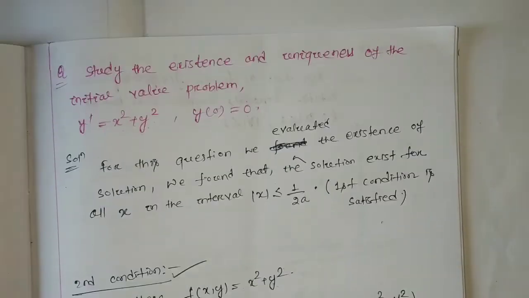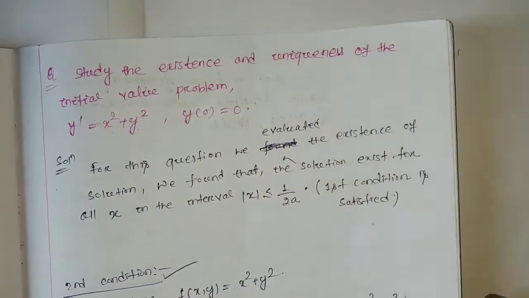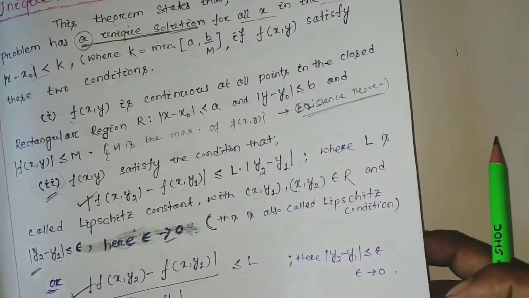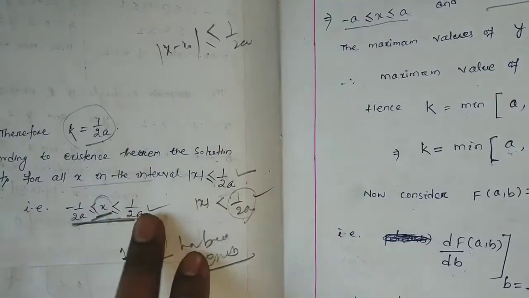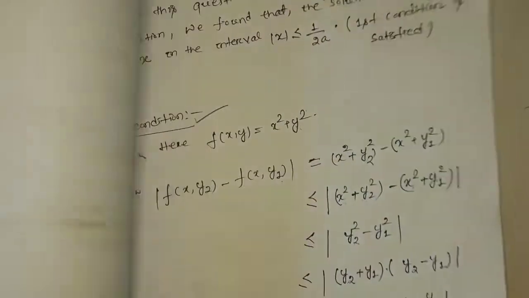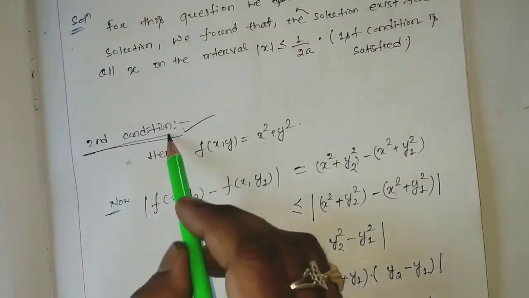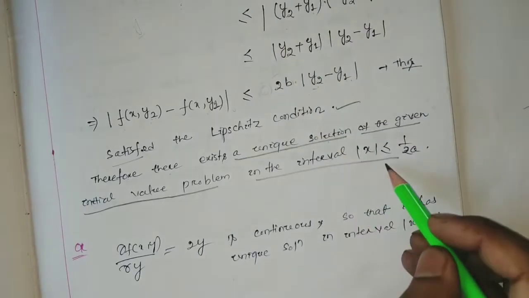As I told you, if this question is asked, first you have to derive its existence. You have to derive existence up to this much. Then you have to go for the second condition and write up to this much.